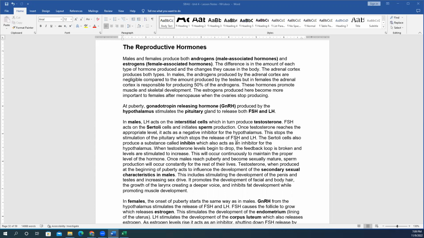So when testosterone levels begin to drop somewhat, the feedback loop is broken and the levels are stimulated to increase again. This kind of control, this inhibition and release, occurs continuously in order to maintain proper levels of the hormone testosterone. And once males reach puberty and become sexually mature, sperm production will constantly occur for the rest of their lives.